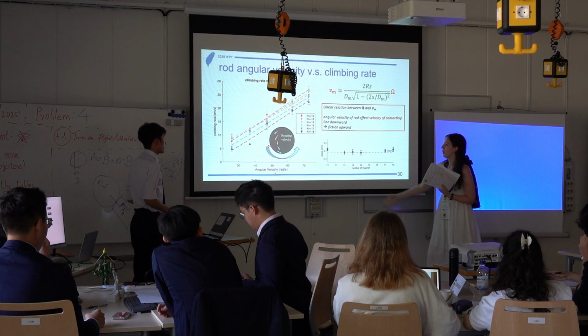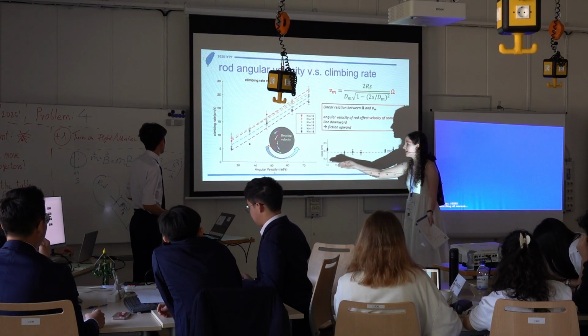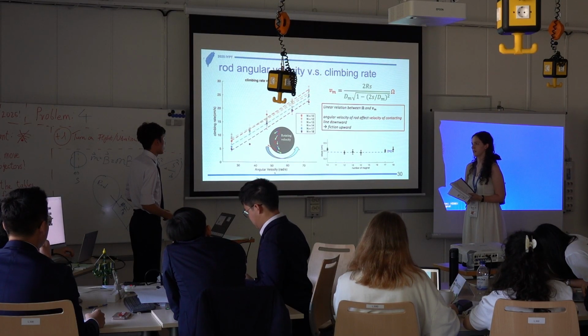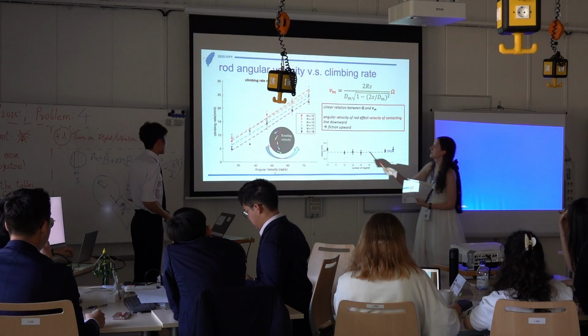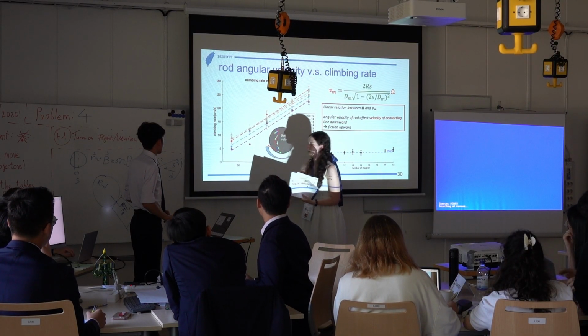Okay, but still, why doesn't it pass through zero? Because I would expect that with zero angular velocity, there would be zero climbing rate. Yeah, this should be. So why isn't it so? We can see clearly that these lines do not pass through zero.